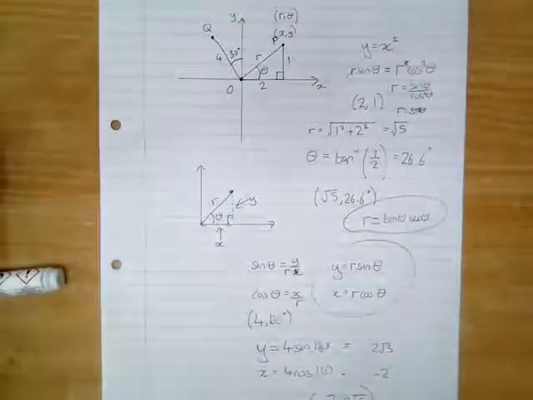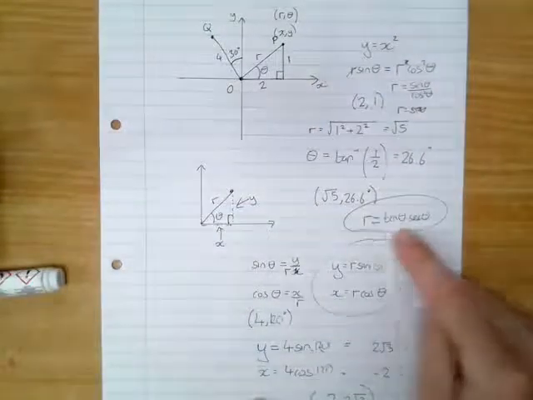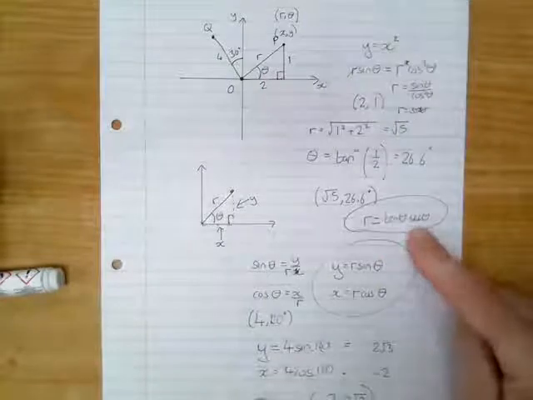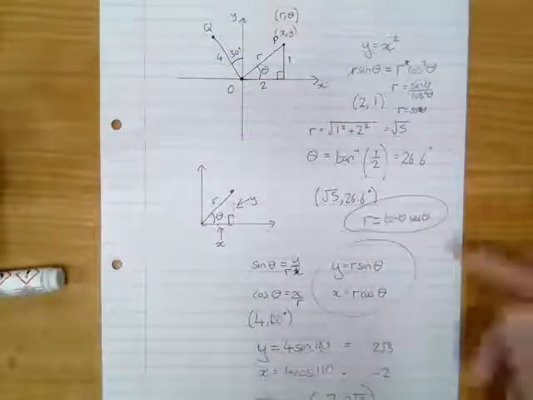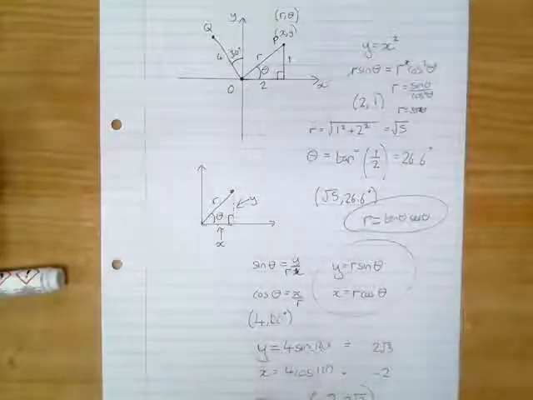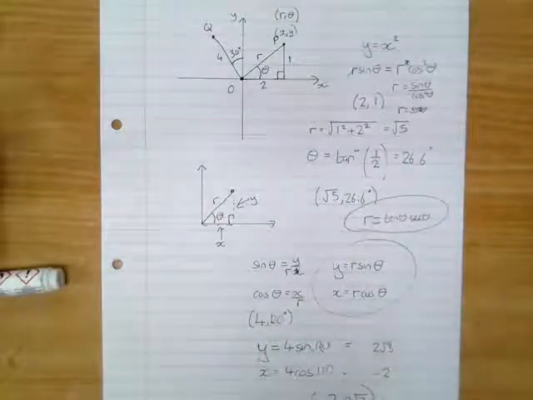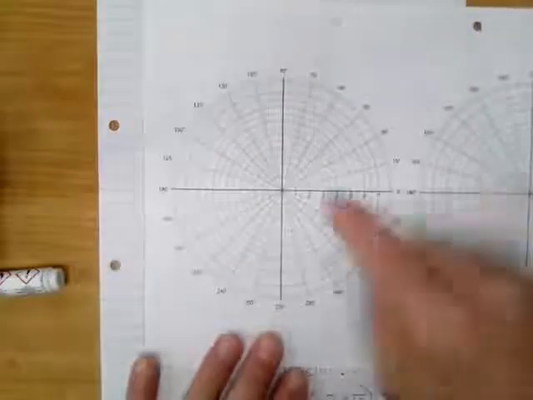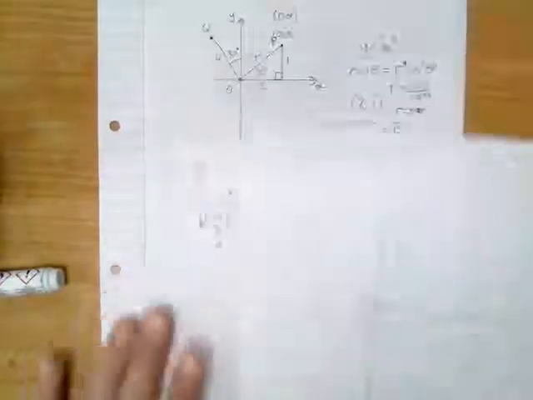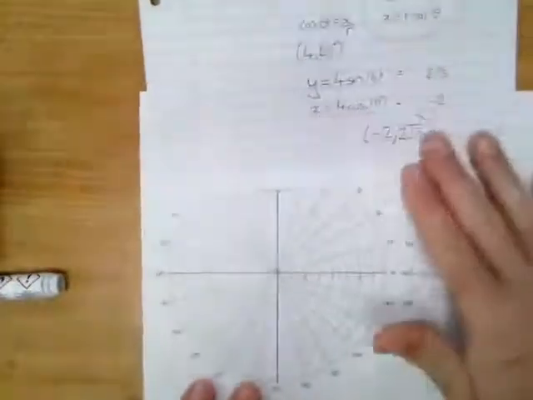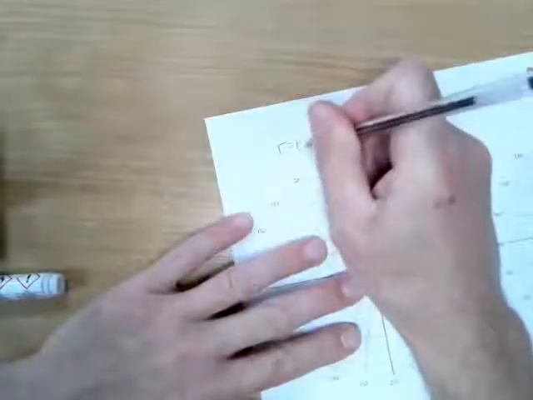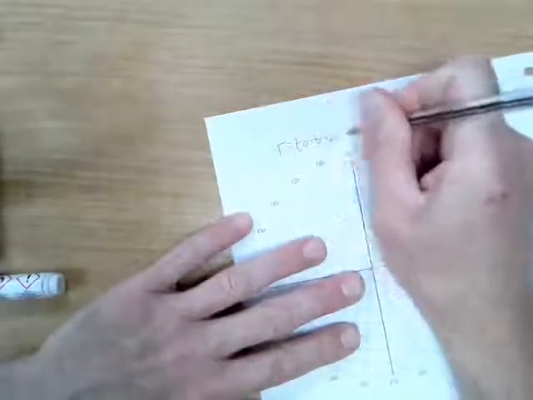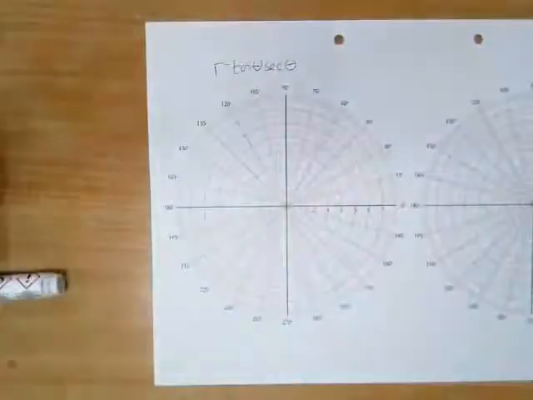Now, if I were to choose different values of theta and plot it, I should end up with y equals x squared. Shall we do it? Okay, so this is polar coordinate paper, and so I'll do it here. If I had Desmos, I could just type it in and you'd see. But I'll do it old school. r equals tan theta sec theta.